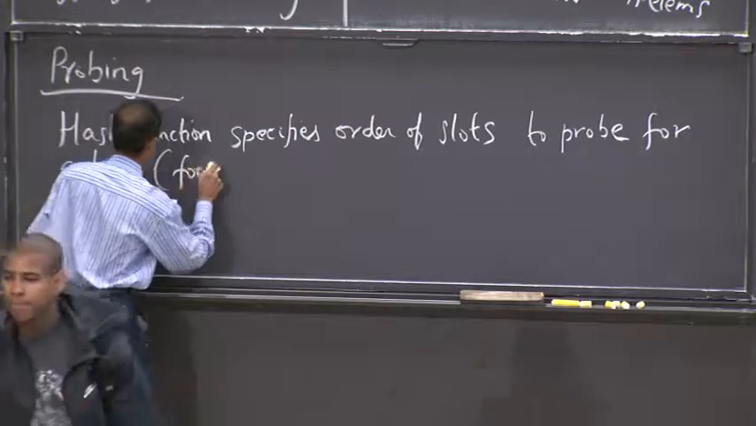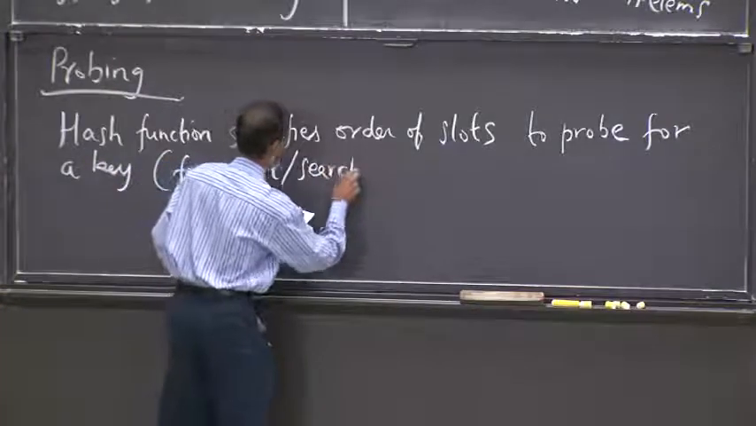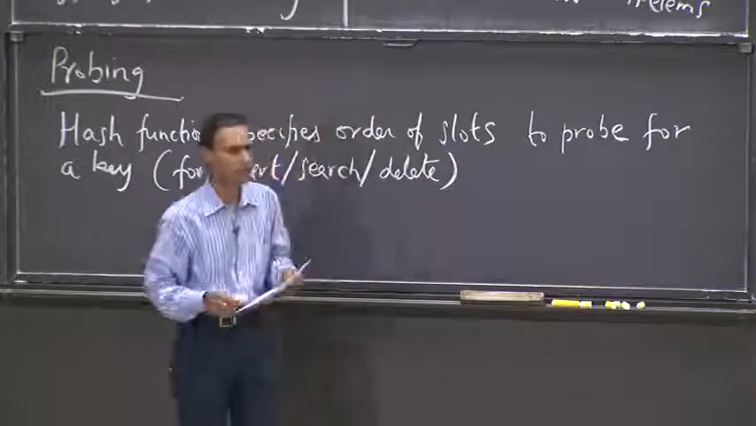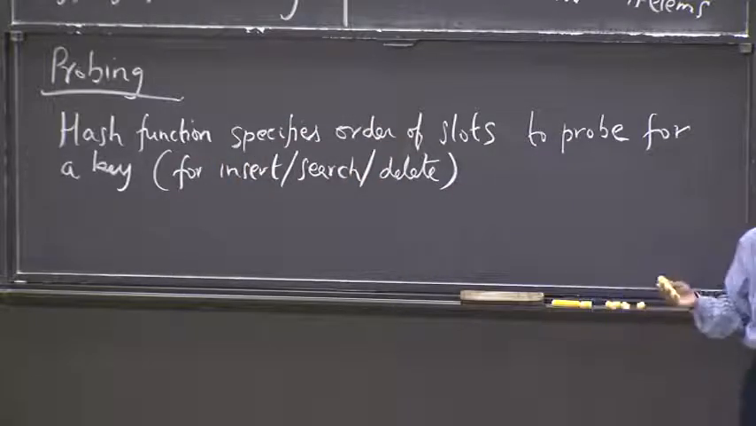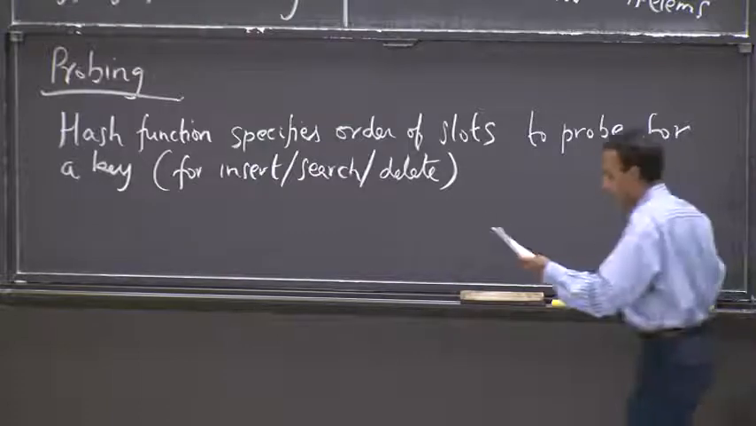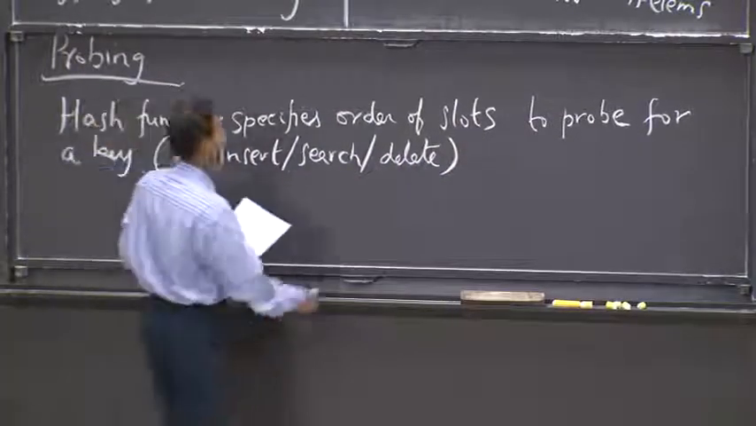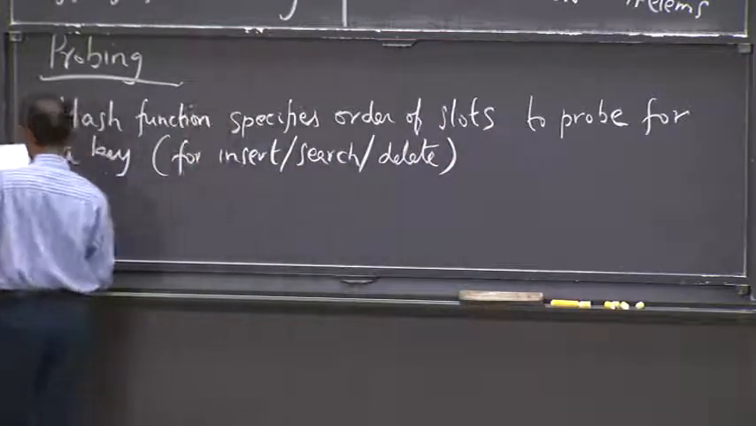And this is going to be true for insert, search, and delete, which are three basic operations, and they're all a little bit different. Just like they were different for the chaining hash table, they're different here, but they're kind of more different here. And you'll see what I mean when we go through this. And this is not just for one slot. It's going to specify an order of slots.